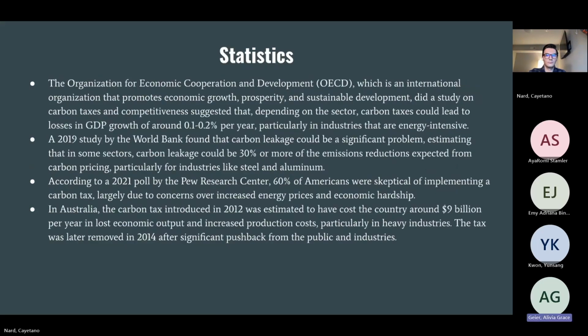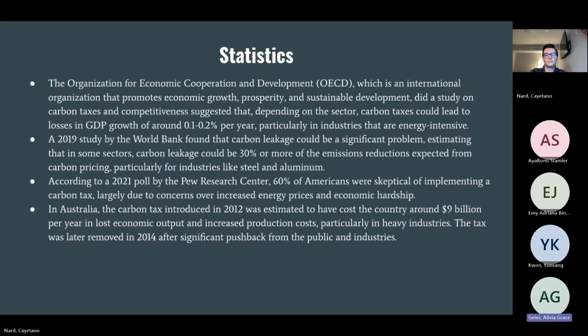And then we also included some statistics. The Organization for Economic Cooperation and Development, also known as the OECD, which is an international organization that promotes economic growth, prosperity, and sustainable development, did a study on carbon taxes and competitiveness. It suggested that depending on the sector, carbon taxes could lead to losses in GDP growth of around 0.1 to 0.2% per year, particularly in industries that are energy intensive.